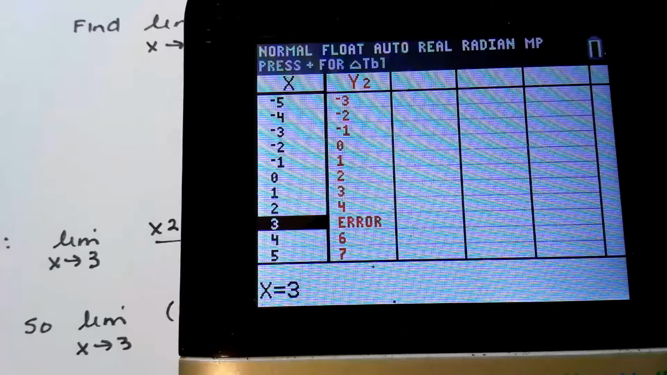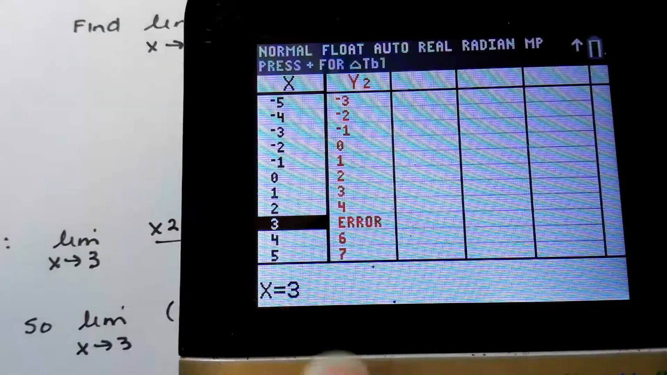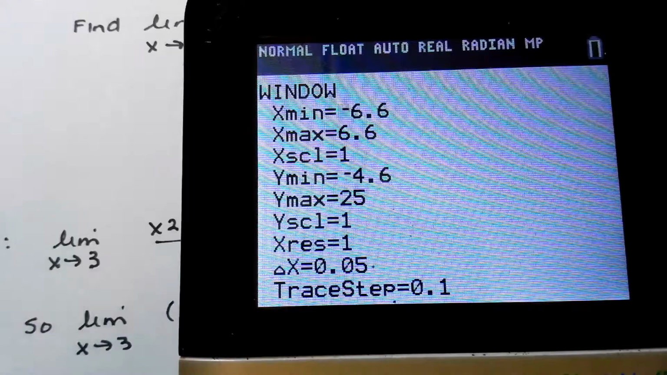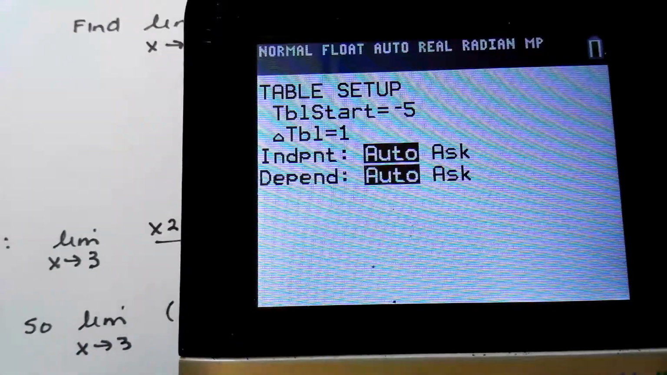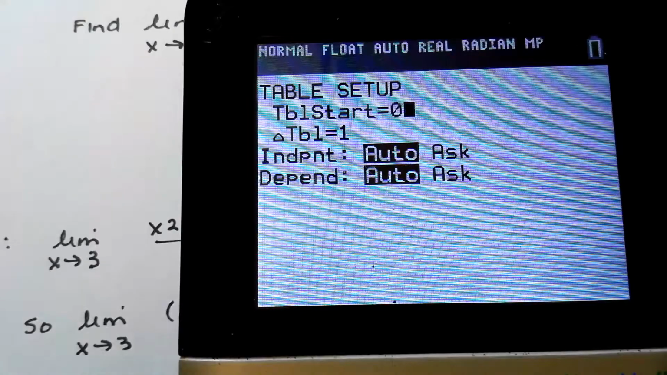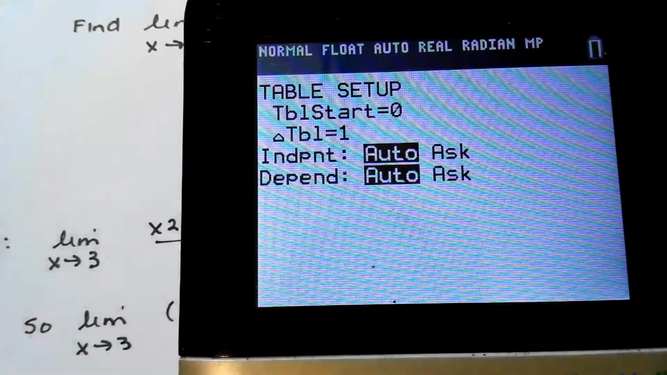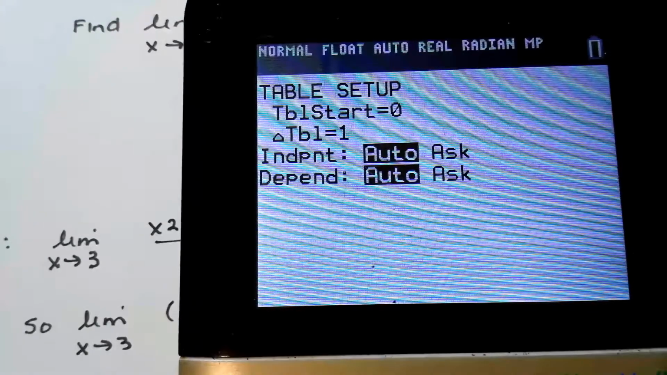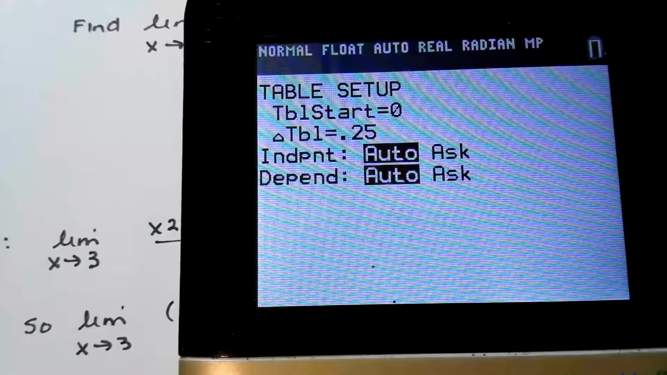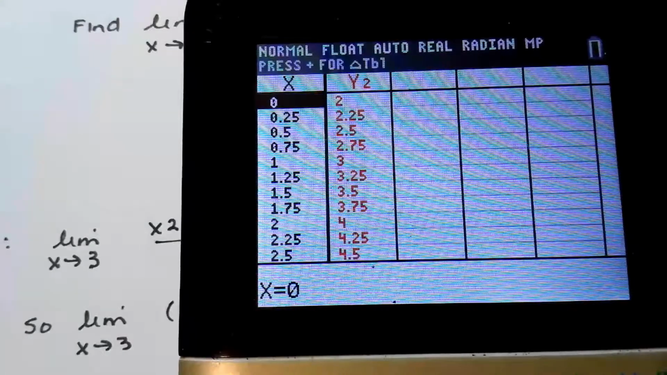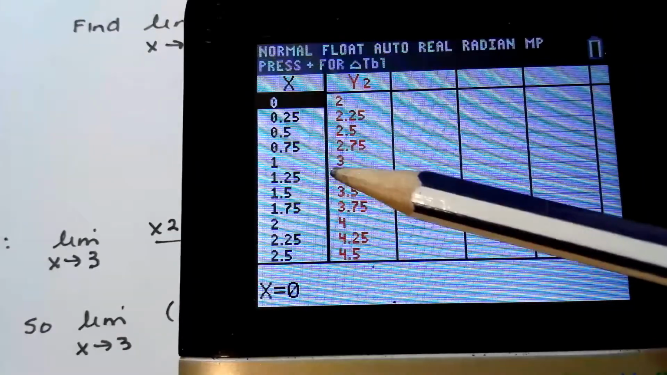The other thing you could do, a little trick, and you'll do this on occasion because you'll have to, is change your table. You notice my table's going 0, 1, 2, positive and negative. If you do second table set, my table's starting at -5, but that doesn't matter. I'm going to start at 0. The change in the table is what's important. So I might do 0.25. And do second graph again. And what that's going to do is give me different increments.